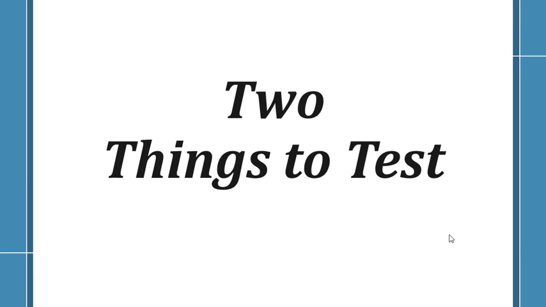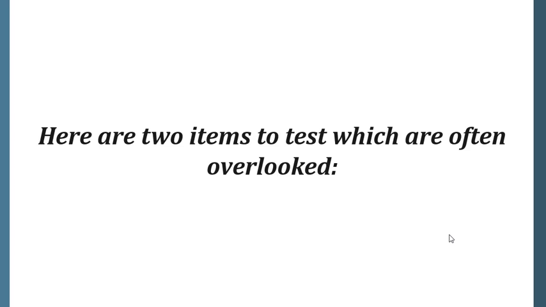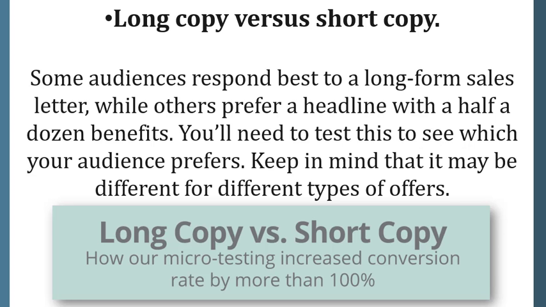And finally, 2 things to test. Now, here are 2 items to test which are often overlooked: long copy versus short copy. Some audiences respond best to a long-form sales letter, while others prefer a headline with half a dozen benefits. So you'll need to test this to see which your audience prefers. Keep in mind that it may be different for different types of offers.